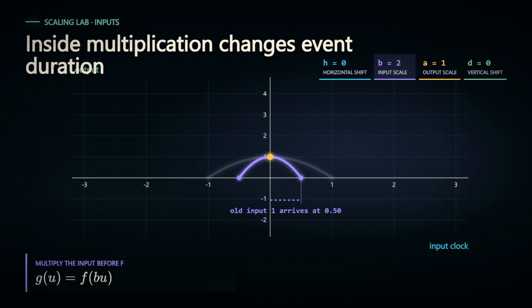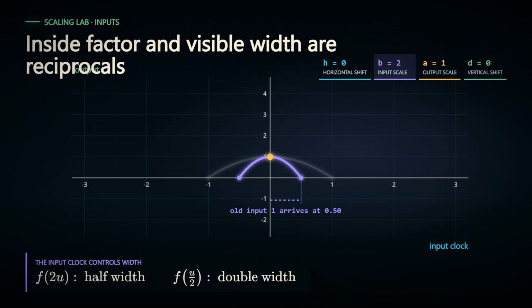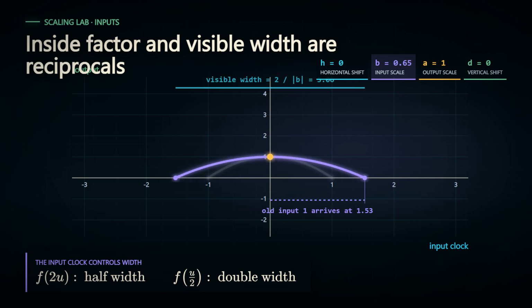The factor inside and the visible width are reciprocals. Multiplying the input by 2 compresses width by 2. Dividing the input by 2 stretches width by 2, because the new clock must travel twice as far before f receives the same old input. Inside scaling changes how quickly the function explores its stored shape.